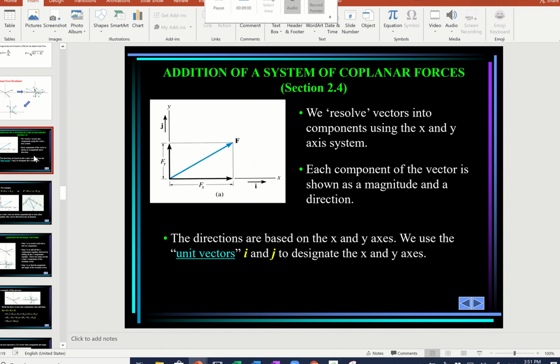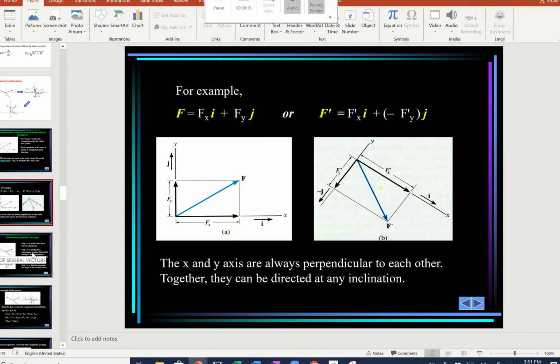And here I want to introduce the i and j. We use unit vectors i and j to designate the x and y axes. So for example, here you have Fx and Fy. Those are an x component and a y component. And you can write them down in vector form: Fx i, that's the x component, plus Fy j.